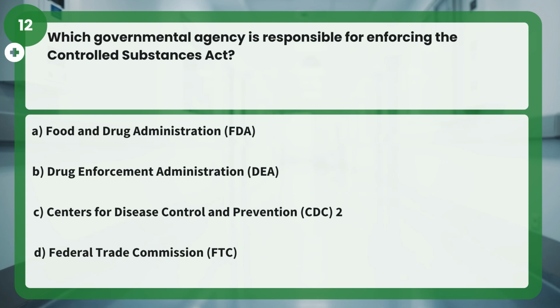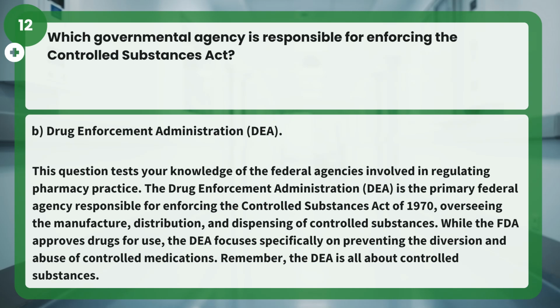Question 12. Which governmental agency is responsible for enforcing the Controlled Substances Act? A. Food and Drug Administration, FDA. B. Drug Enforcement Administration, DEA. C. Centers for Disease Control and Prevention, CDC. D. Federal Trade Commission, FTC. Answer: B. Drug Enforcement Administration, DEA.